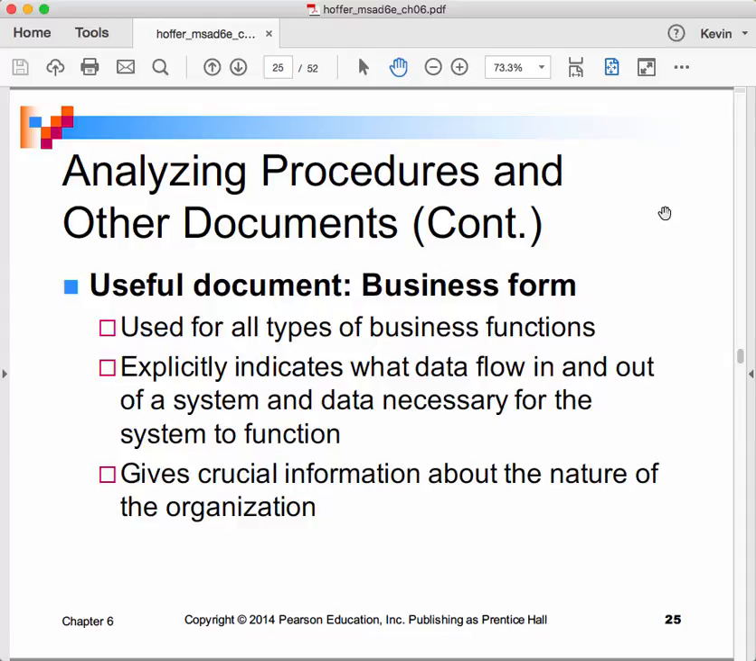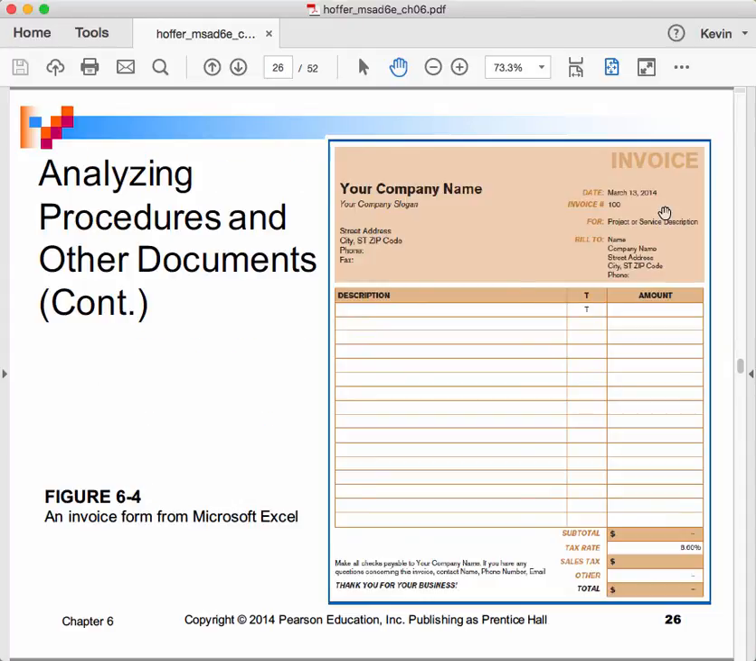Another useful thing is to document a business form. So in terms of a business form, I think we have an example of one here. So here's an invoice. And so what could we do? Well, if we want to know what the company sells, we could get some sample company invoices and see what they sell. What's on a typical invoice for us? That's one way to find these things out.